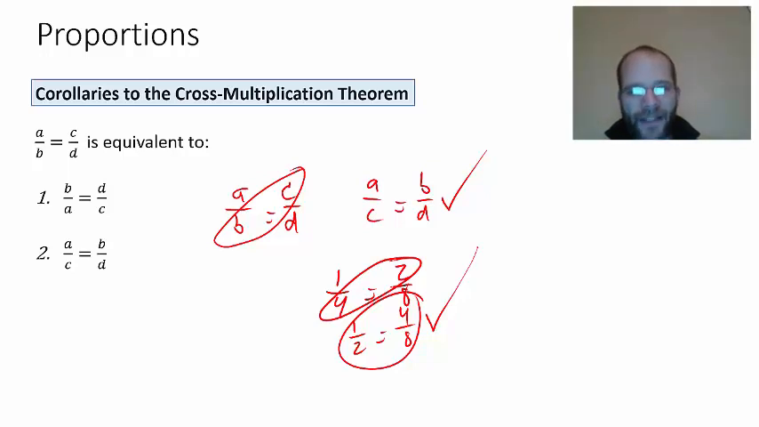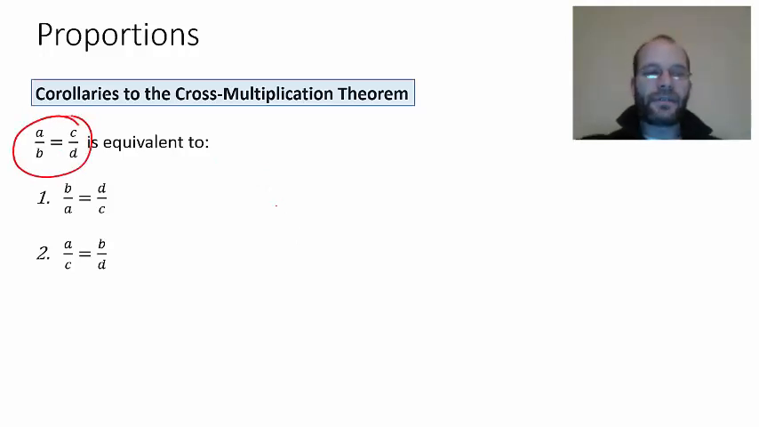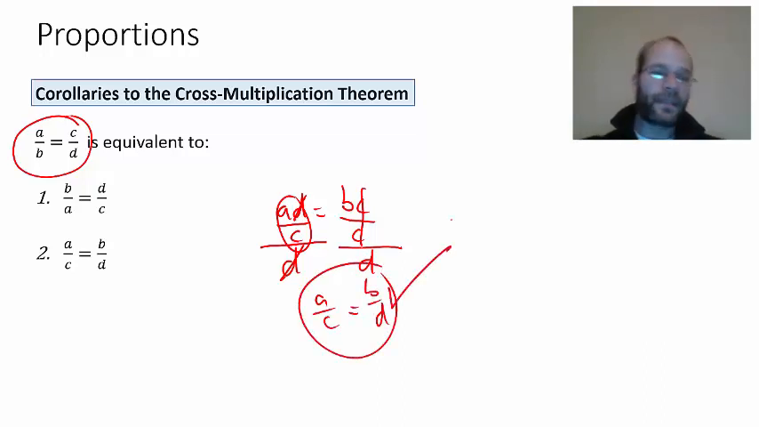Let's talk quickly about why that's true. Again, we know that if we have A over B equals C over D, that is equivalent to AD equals BC. And if we perform some basic operations, divide by C, C's cancel. Divide by D, D's cancel. We're left with A over C is equal to B over D. And so sure enough, with a little bit of algebra, we get there. Okay. So we can flip proportions upside down.